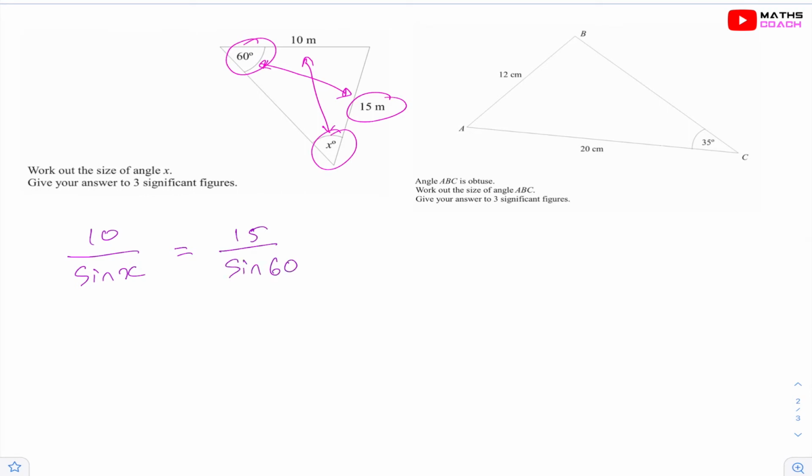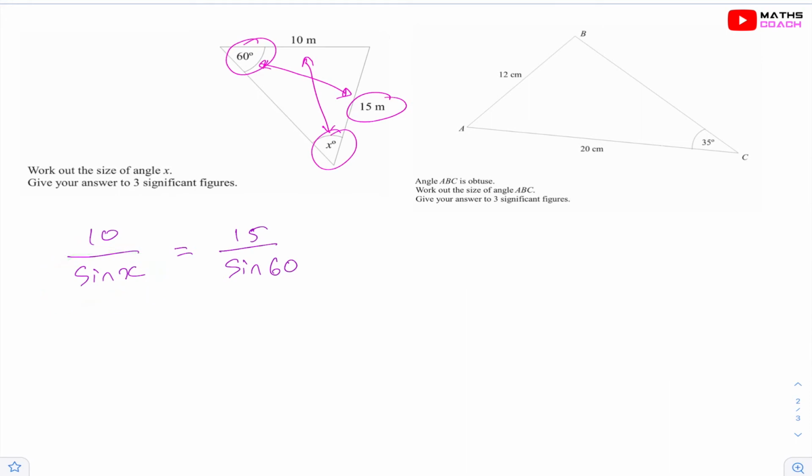sine 60. Now, some people like to put the angle on the top, so they'll do sine x over 10 is equal to sine 60 over 15. And that's all right, but this works the same way. I just want to keep something consistent and less for you to remember, okay? So this time round, we want to make sine x our subject. So how do we make sine x the subject?